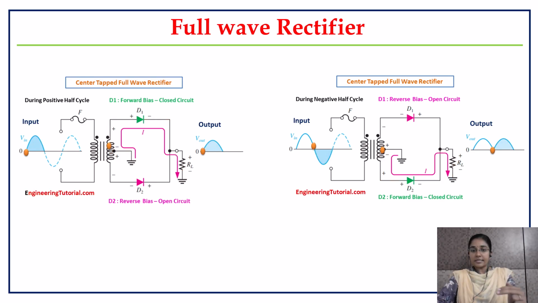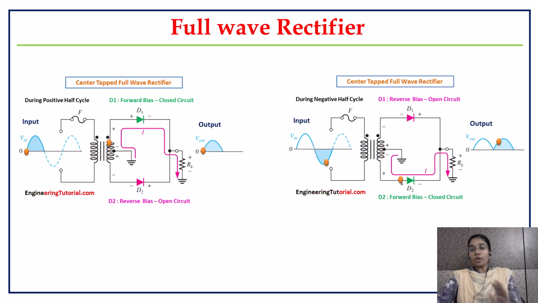But when it comes to diode D2, the input signal is plus and the polarity is minus. So plus and minus makes my diode D2 move to reverse bias, which means diode D2 is not conducting when I give my positive half cycle as input. So the positive half cycle as input makes my diode D1 conduct, and D2 moves to reverse bias, so it does not conduct. The flow will be from the winding to diode D1 and the resistor RL.